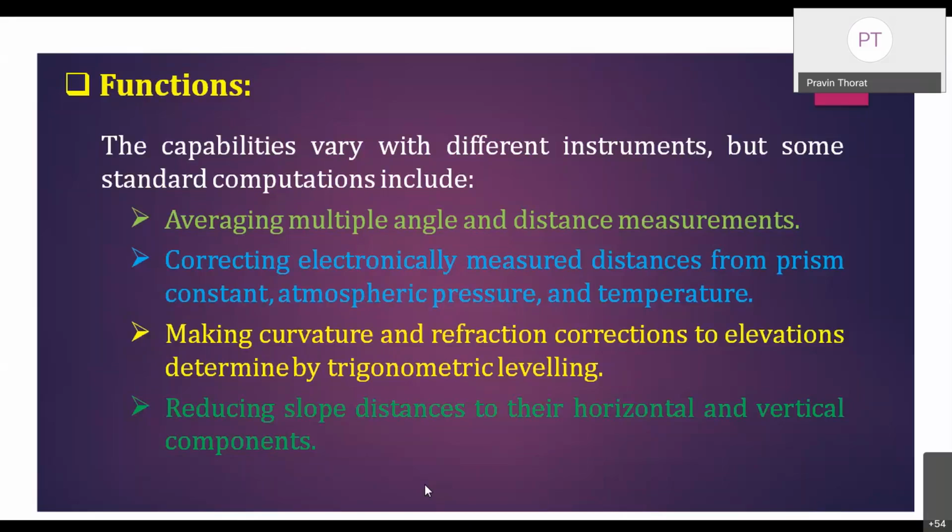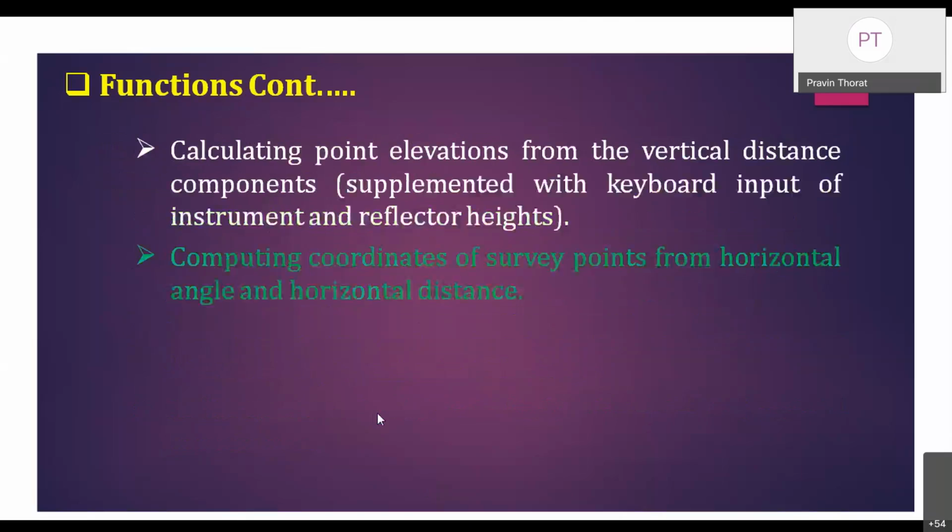Making curvature and refraction correction to elevation determined by trigonometric leveling. Reducing slope distances to their horizontal and vertical components. Calculating point elevations from the vertical distance components. Supplemented with keyboards, input of instrument and reference heights. Then computing coordinates of survey points from horizontal angle and horizontal distances.